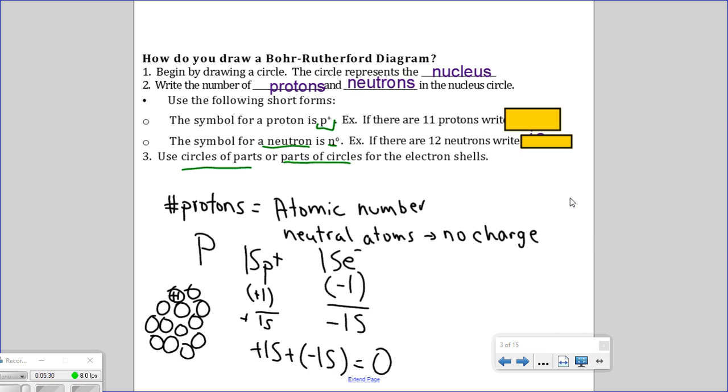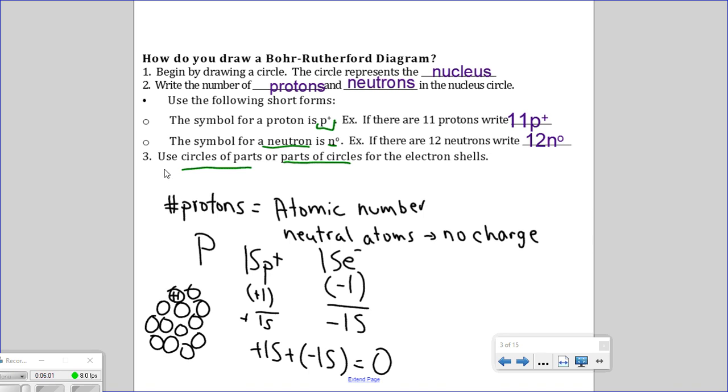Use the following short forms that we discussed in the previous video. The symbol for a proton is a lowercase p with a superscript plus sign. So if there are 11 protons in the nucleus, you would write 11p plus. The symbol for a neutron is n superscript 0. So if there are 12 neutrons, you would write 12n superscript 0.